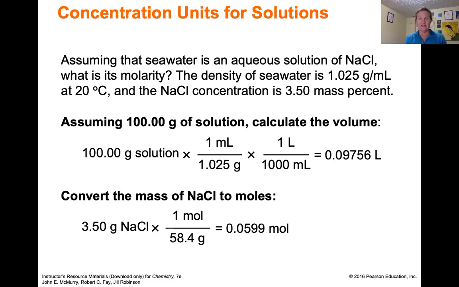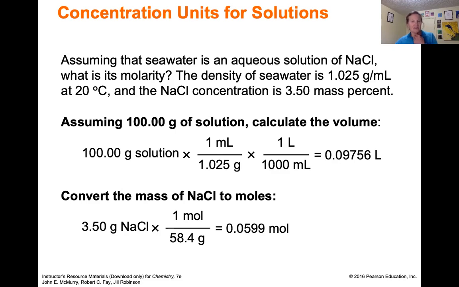So if we start out and if we assume we have 100 grams of solution, then we can figure out how many liters that is. So we can use the density, take the 100 grams, multiply it by a milliliter would be 1.025 grams. So that first step cancels the grams. And then convert the milliliters to liters, with the conversion of a liter is 1,000 milliliters. And so this first calculation is taking the 100 gram solution into liters.